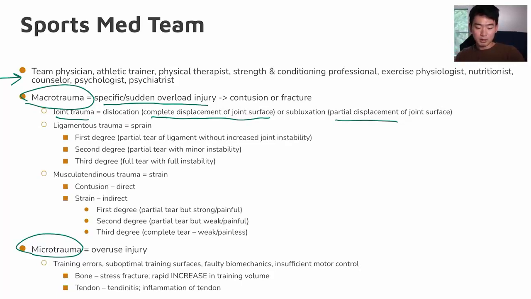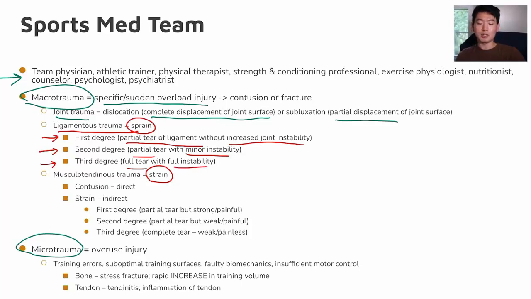And so taking a look at sprain versus strain here, ligaments usually get sprained and then muscles tend to get strained, right? So ligament sprains, there's first degree, second degree, and third degree. First degree sprain is a partial tear of the ligament without increased joint instability. So there's a little bit of a tear and then not too much of an instability. That's the first degree. The second degree, now there's a minor instability and then it's still a partial tear. And then a third degree ligament sprain is a full tear with full instability.